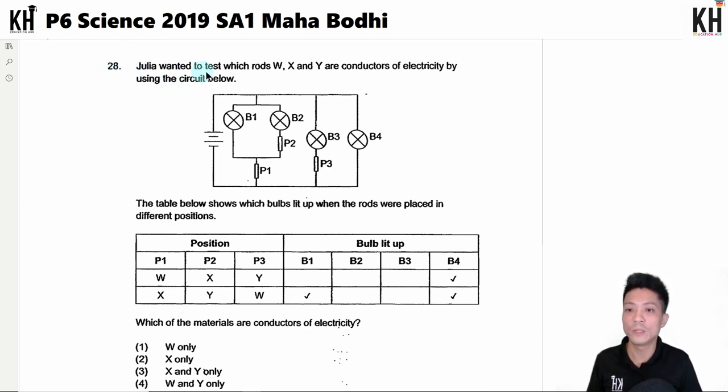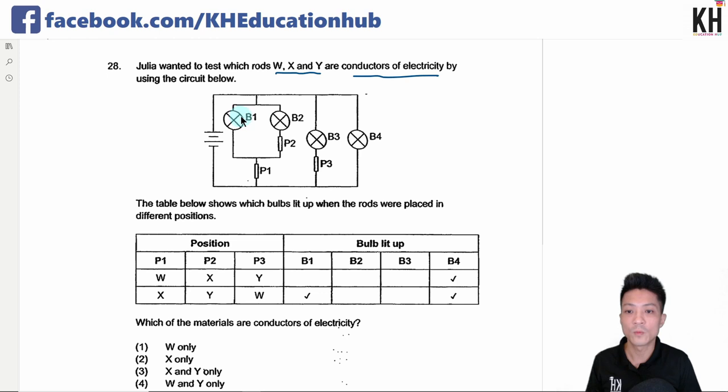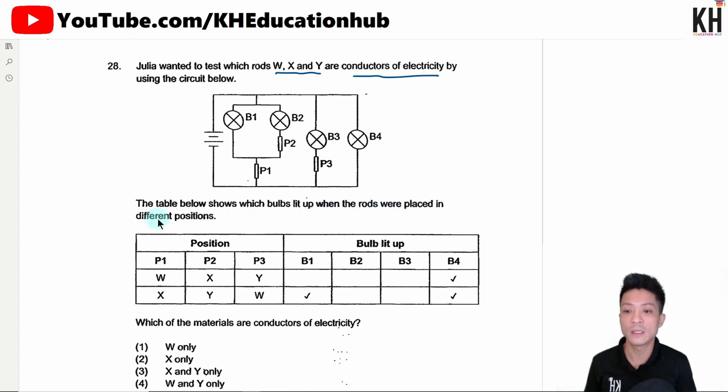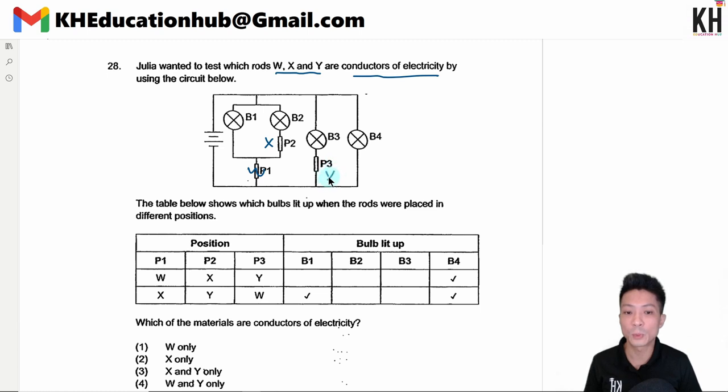Question 28. Julian wanted to test which rods W, X, Y are conductors of electricity by using the circuit below. In the circuit, there are light bulbs 1, 2, 3 and 4, and there are also positions P1, P2, P3. The table below shows which bulbs light up when the rods were placed in different positions. Let's go through one by one, W, X, and Y. This is W, this is X, and at P3, this is Y. Only bulb 4 lights up.